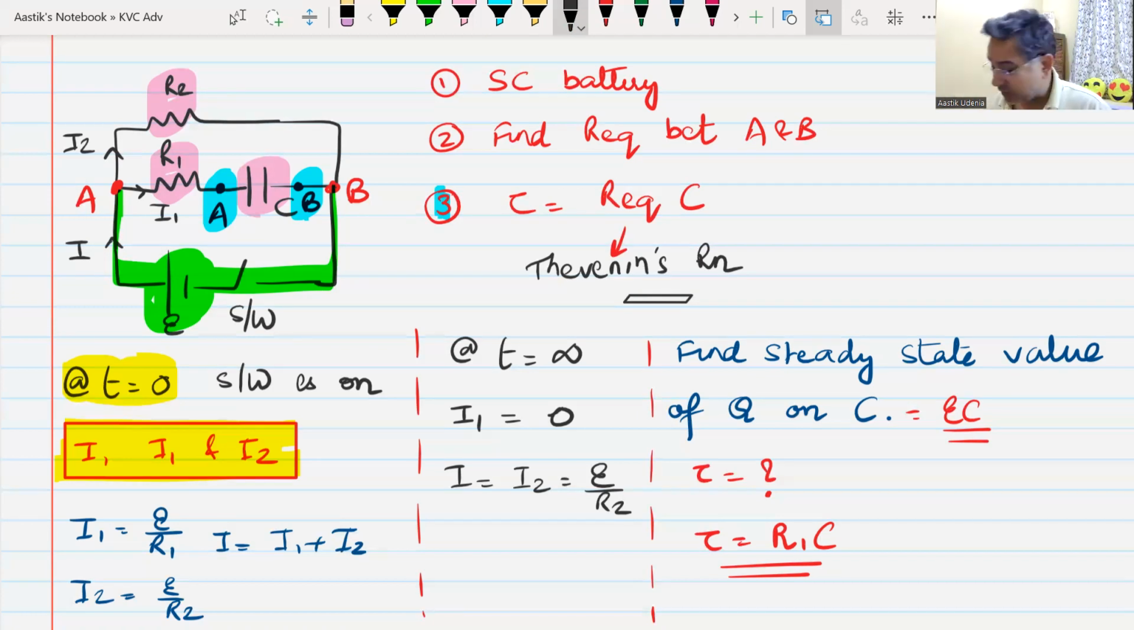If I apply this way here, as soon as I short circuit this entire green part, the resistance R2 will get short circuited, yes or no? Yes, sir. The effective resistance between points A and B will be how much? R1. Do we understand this? Yes, sir. Therefore, the time constant is R1 into C. This way you can find the time constant of any circuit of this nature. Everyone understands this?